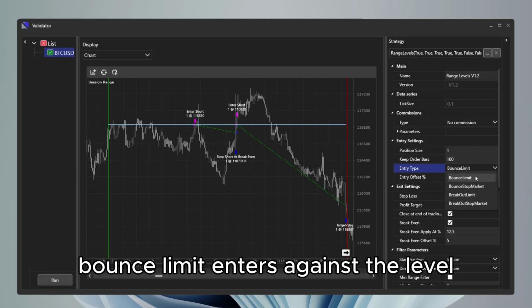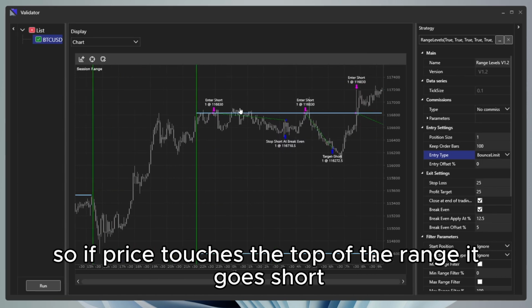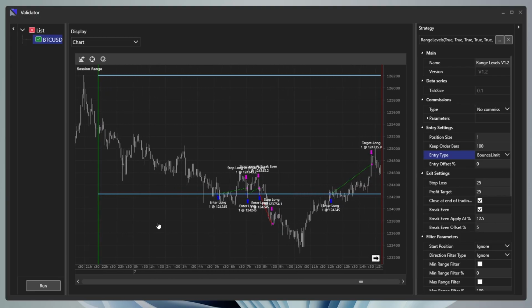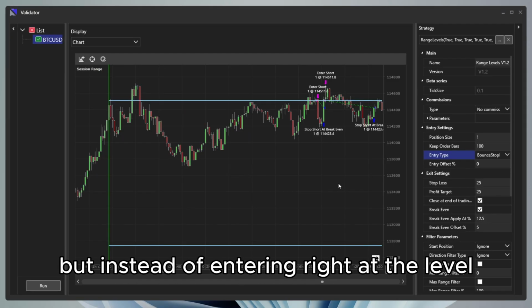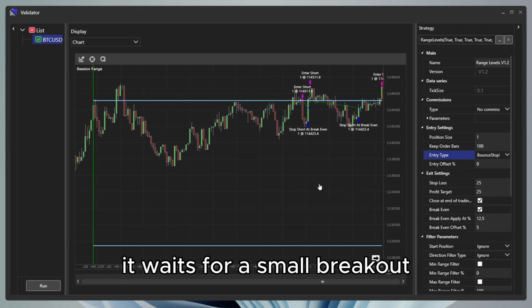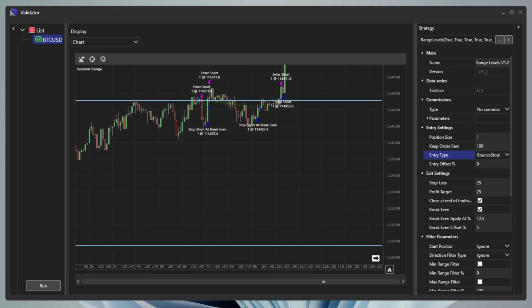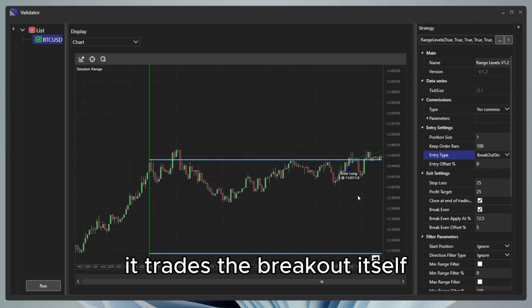Bounce limit enters against the level, so if price touches the top of the range, it goes short. If price touches the bottom, it goes long. Bounce stop market is similar, but instead of entering right at the level, it waits for a small breakout and then trades on the pullback. Breakout stop market does the opposite. It trades the breakout itself.